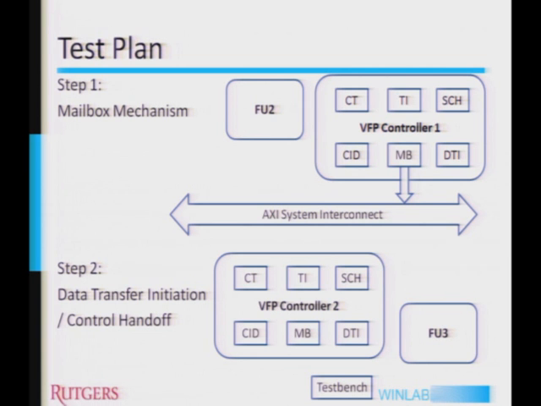The second step is to check whether, if the DTI block, the input buffer, is directly provided data by the test bench, it activates the task on the functional unit which it is responsible for. In order to do this, we program the same cluster as cluster 2, and using the test bench, we write into the DTI block. And we monitor the DTI messages on FU3 in order to verify if the control handoff has occurred successfully.